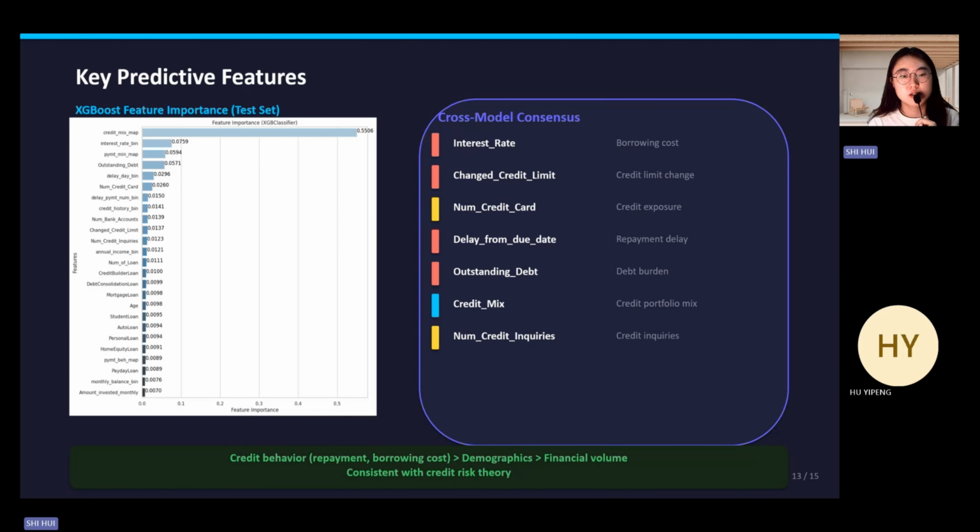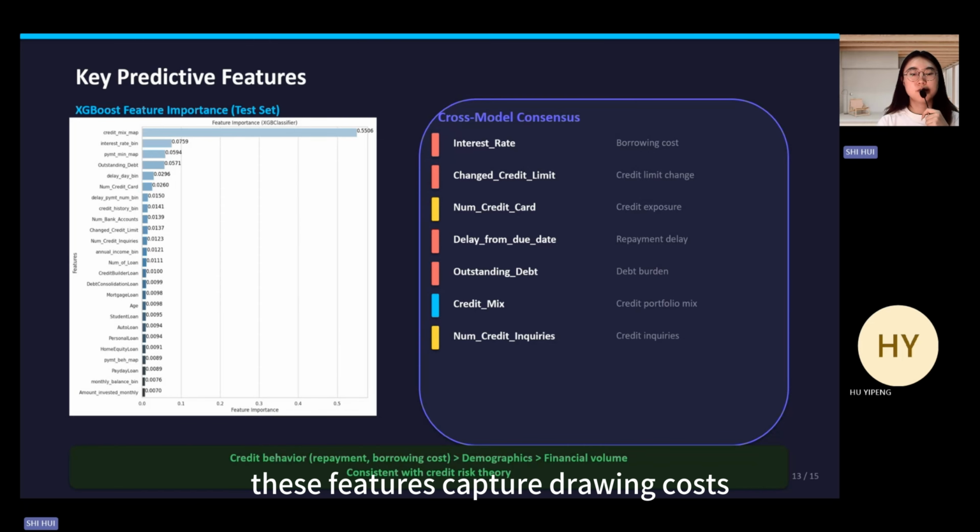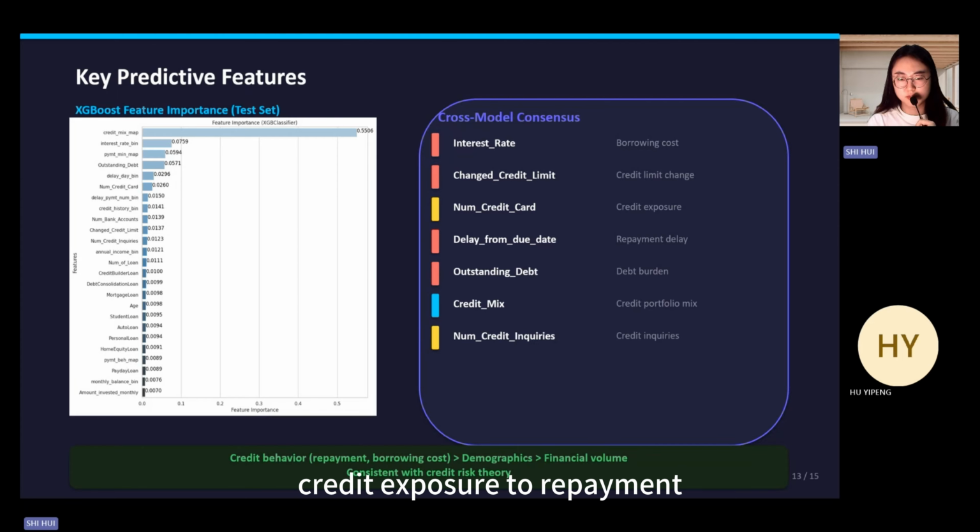Slide 11, key predictive features. The XGBoost feature importance chart shows which variables contribute most to credit score prediction. The consensus across all 3 models identifies interest rate, change in credit limit, number of credit cards, delay from due date, outstanding debt, and credit mix as the top predictors. These features capture borrowing cost, credit exposure, repayment discipline, and debt burden.